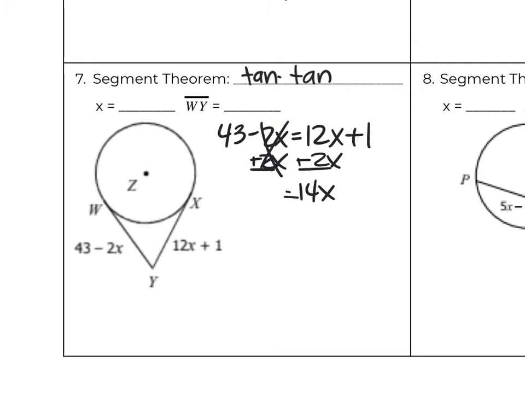So I have 14x. What do I need to do with the 1? Subtract it from 43. So 42 equals 14x. Divide, what does x equal? 3.